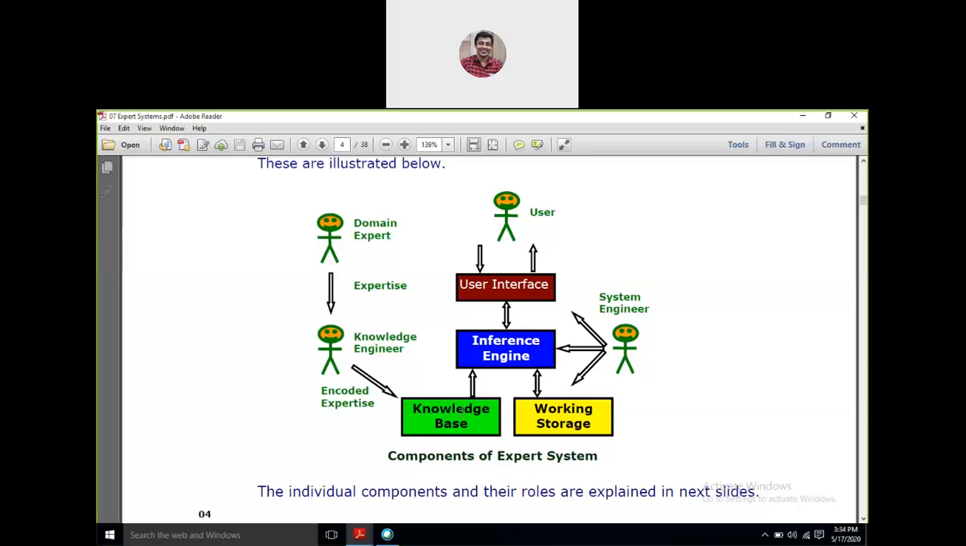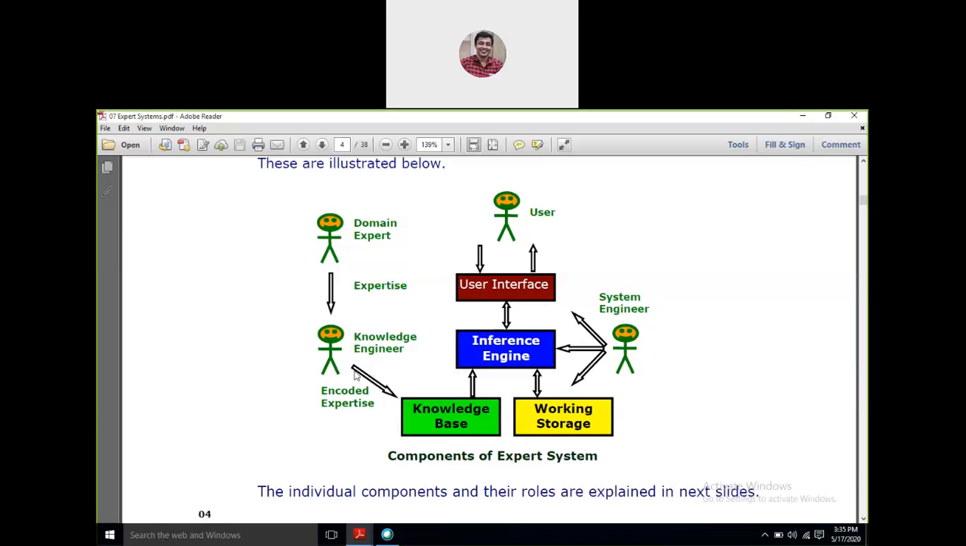There's a knowledge engineer. The knowledge engineer's work is to encode the information. That means extract the information from the domain expert, encode it, and then add it to the knowledge base, right? There's a system engineer who takes care of all these three tiers of the expert system. That means he takes care of the functionality of the knowledge base and the working storage. He also takes care of the inference engine, that is, how to draw the inferences from these two phases, and how to put up the user interface in front of the users, those who are using it, right?